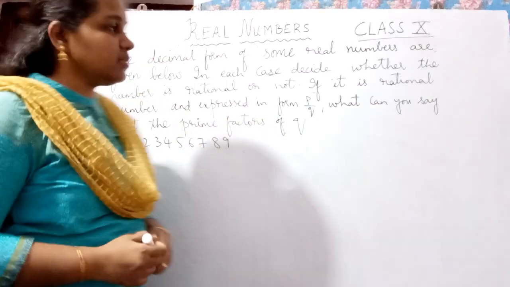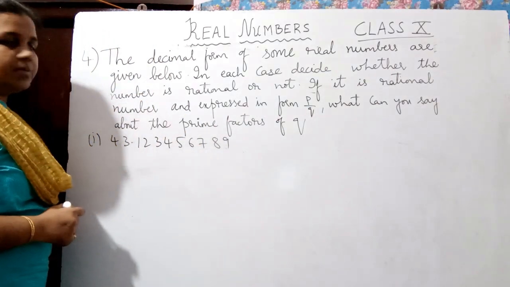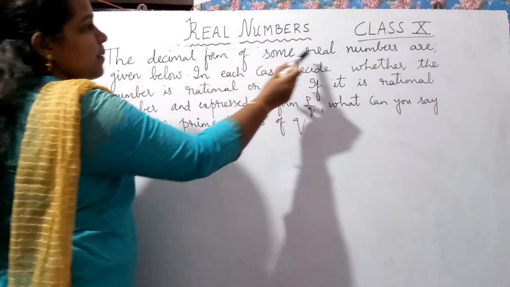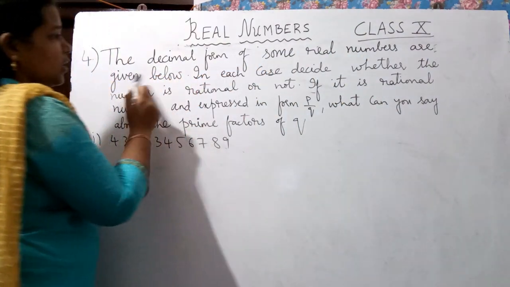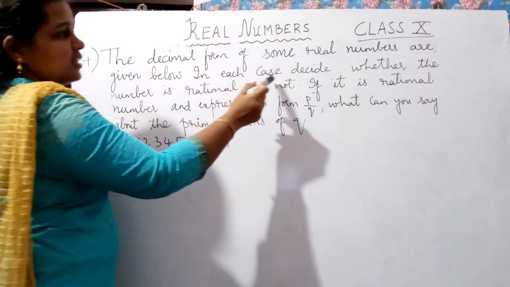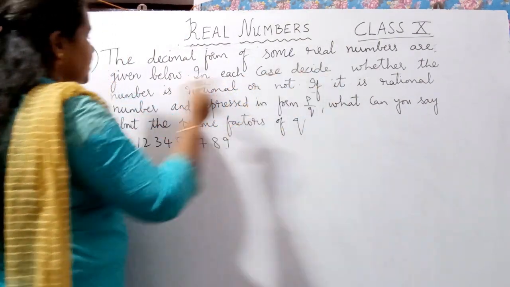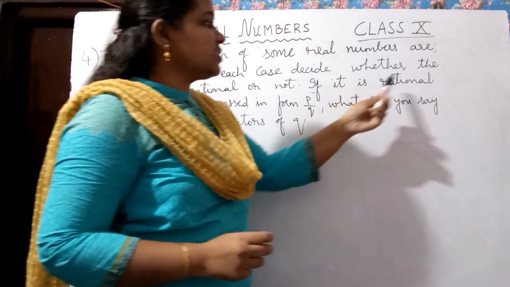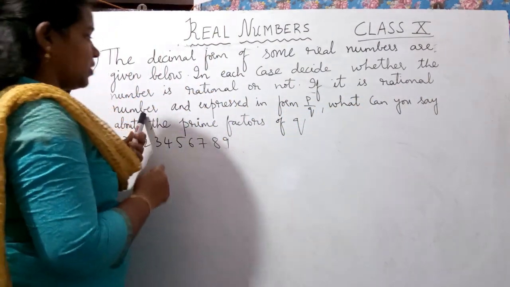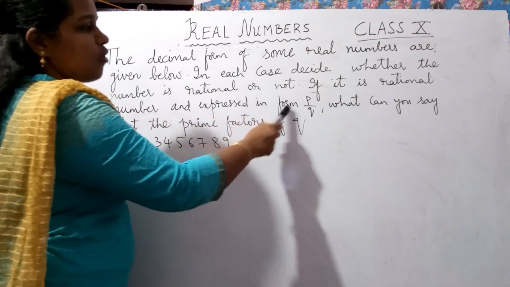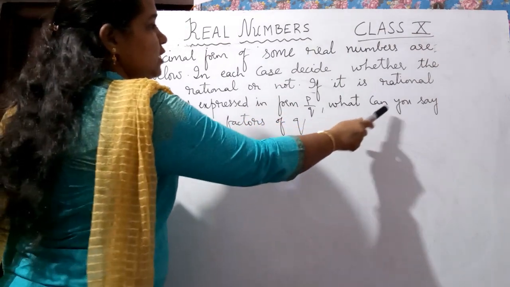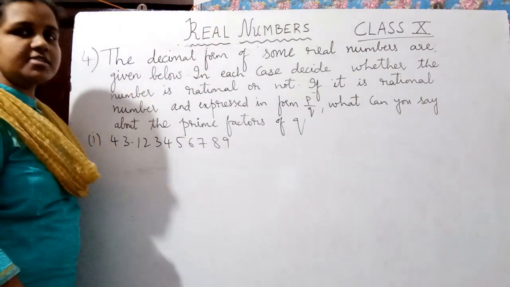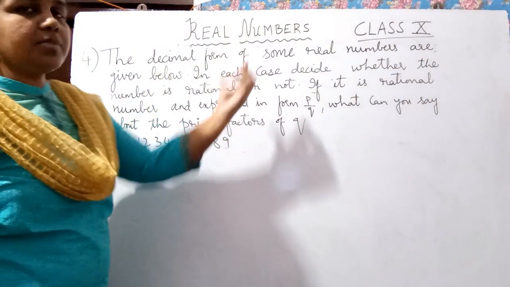So in the first chapter, in exercise 1.3, the fourth question is, the decimal forms of some real numbers are given below. In each case, decide whether the number is rational or not. If it is a rational number and expressed in the form p by q, what can you say about the prime factors of q?